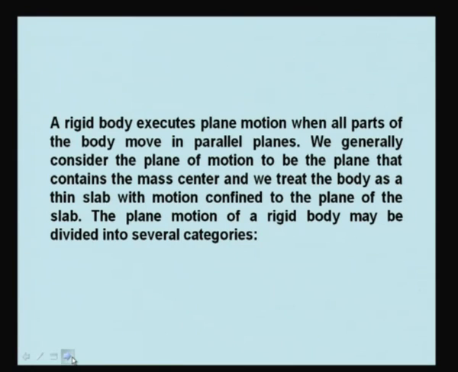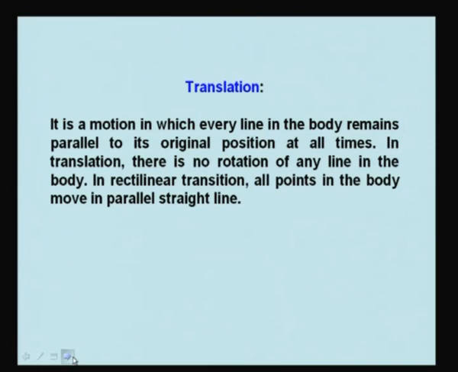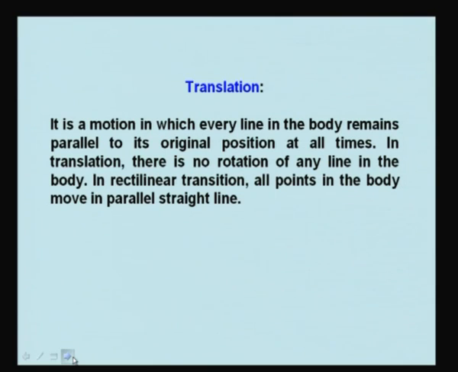So, actually we will take that mass center and pass a plane through that, and the motion will take place in that plane. The plane motion of a rigid body may be divided into several categories. We discuss some of these. Translation is a motion in which every line in the body remains parallel to its original position at all times. There is no rotation of the lines in the body. In translation, we have two types of translations. One is rectilinear translation, in which all points in the body move in parallel straight lines. Then we have curvilinear translation, in which the points do not move in parallel straight lines, but they move in parallel curves. Now, the body may move in a circular path also.